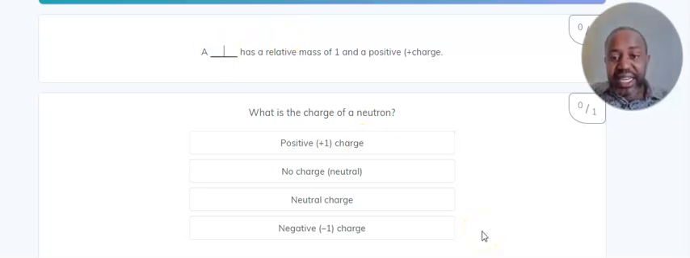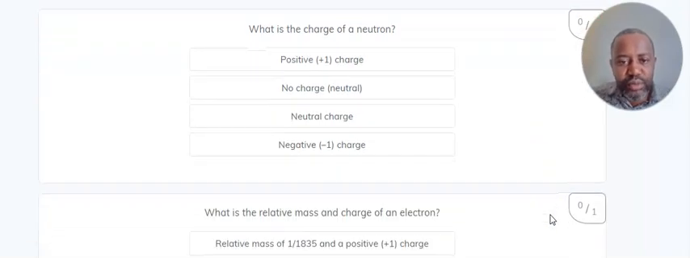A dash has a relative mass of 1 and a positive charge. What is this that has got a relative mass of 1 and a positive charge? It starts with the P, so I will write proton. So there I am. Go to question number 2.